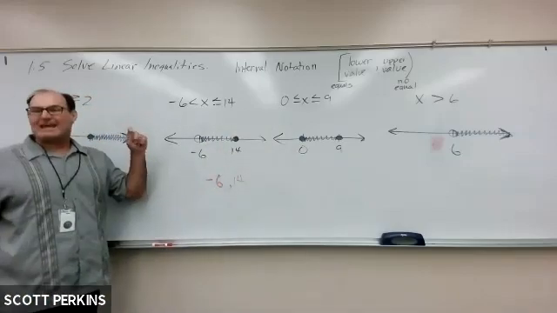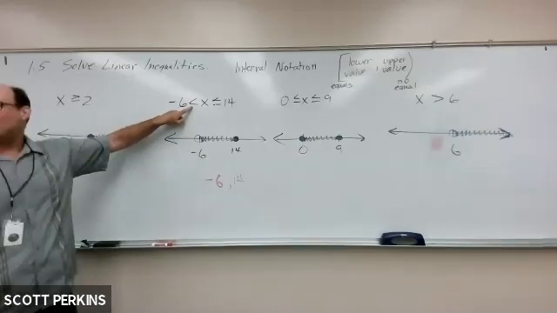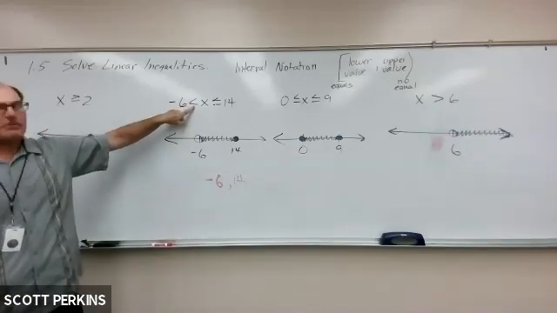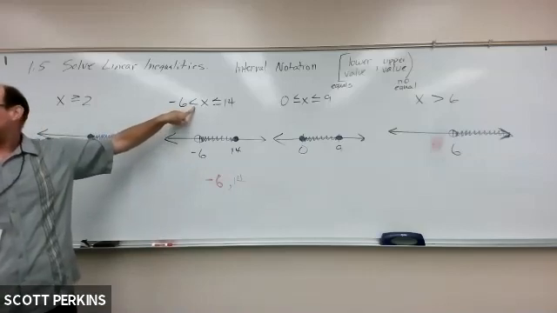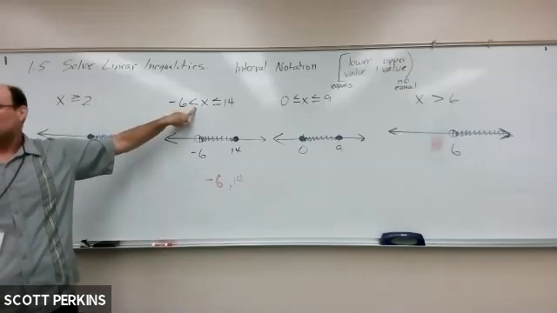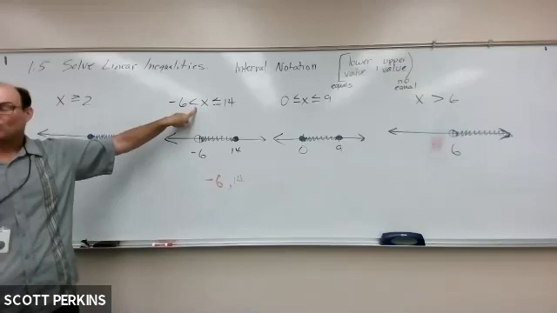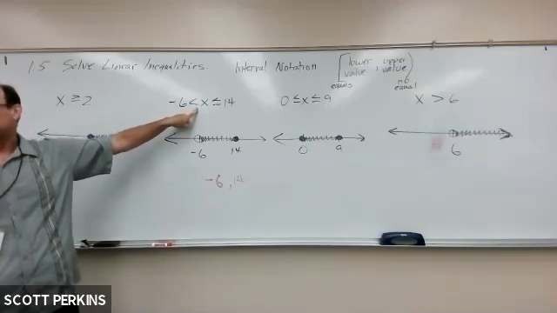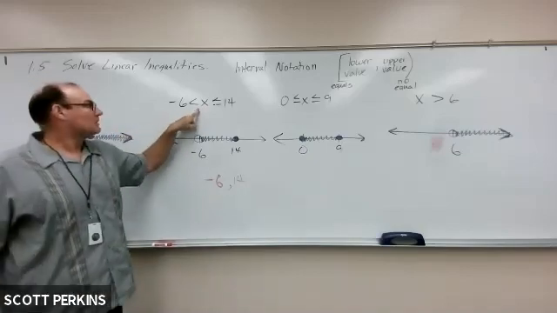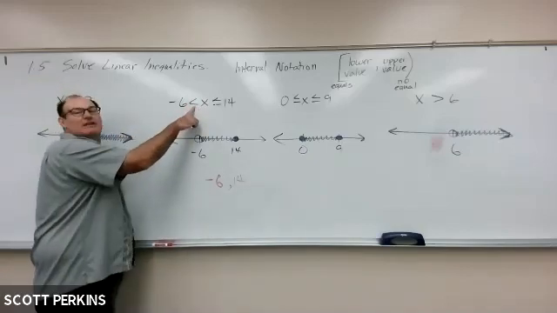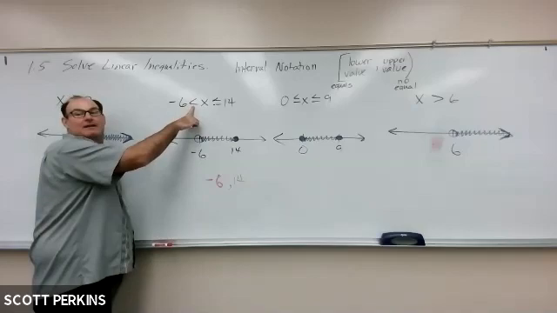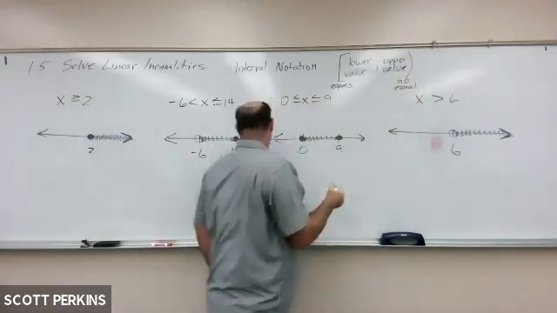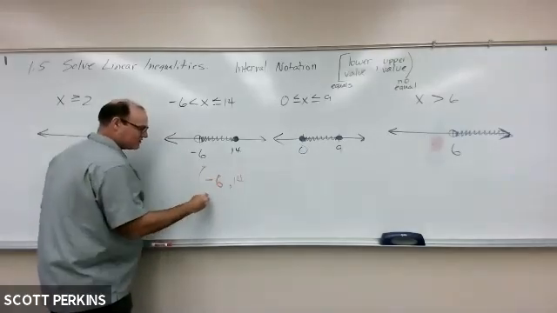And so at the -6 end of this, since I do not have equality, according to what I've written up there, what am I going to put at the -6 end of this interval? Is it going to be a bracket or is it going to be a parenthesis? Is there an equal sign underneath this less than sign? No. So when there's no equal sign, we're going to use a parenthesis. So I'm going to put a parenthesis on this end, like that.